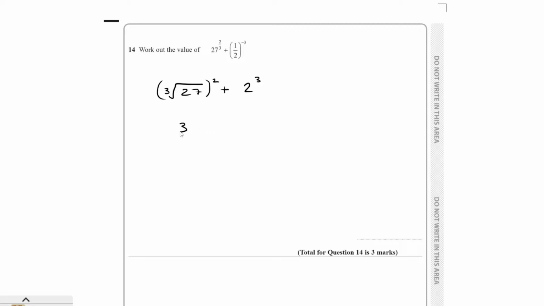So cube root of 27 you should know is 3. It's not like you have to physically cube root it, you should just know what that answer is. 3 squared plus 2 cubed. So that's 3 squared is obviously 9. 2 cubed is 8. Add them together, we should get 17. Okay, it's literally just that. I just have to memorize the steps.